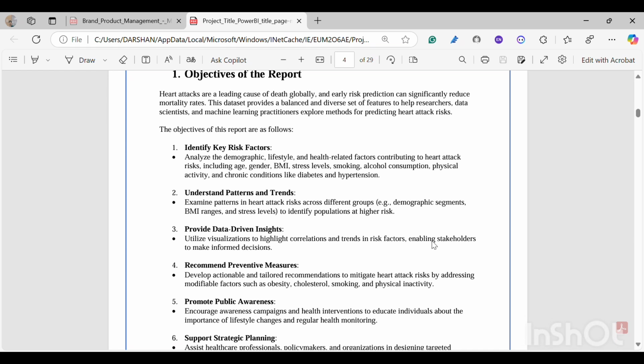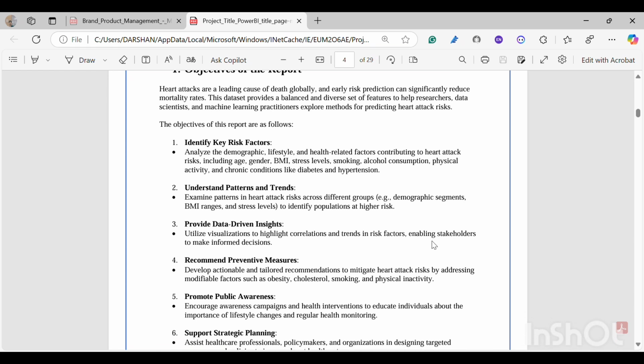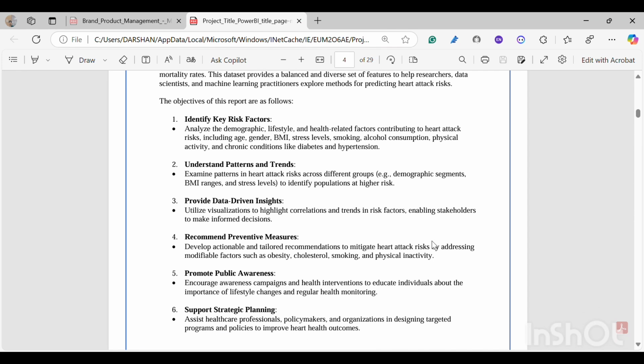The very first objective is to identify the key risk factors for heart attack risk. The key risk factors are such as body mass index, stress level of a particular individual, smoking habits, alcohol consumption, physical activity, and chronic conditions like diabetes and hypertension. There are many key factors, but for the sake of report creation, we are particularly focusing on some key risk factors.